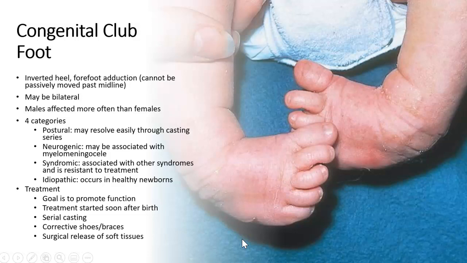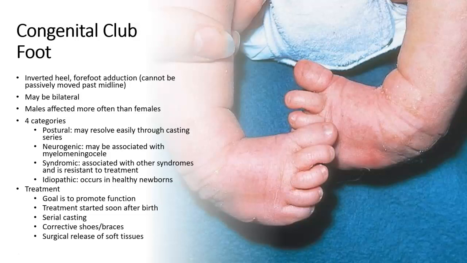Congenital club foot is another structural anomaly. This is seen as an inverted heel with forefoot adduction, and you can see that in the image here where the forefoot is turned inward toward the body and it cannot be moved passively past the midline. So this is where we differentiate congenital club foot from that metatarsus adductus we talked about earlier in the lecture.